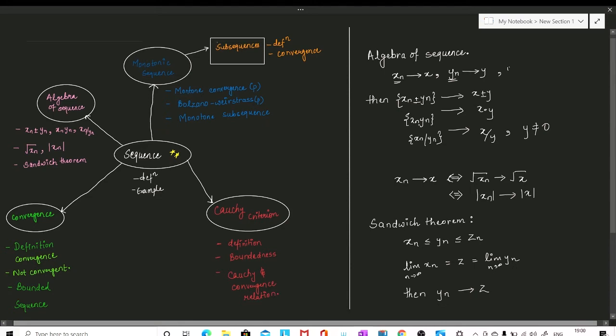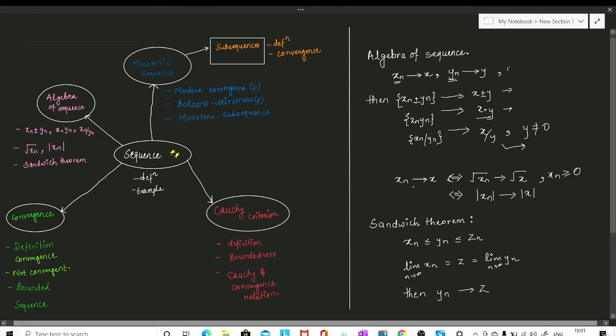Similarly, if we multiply two sequences term by term, then xn yn will tend to xy. And for division, there is a special case, which is that y should not be equal to 0. In that case, xn by yn tends to x by y. The proof for this one is very easy, and for this one a little trick is involved, and this proof is really insightful. So you should definitely check out these proofs and try to do them by yourself.